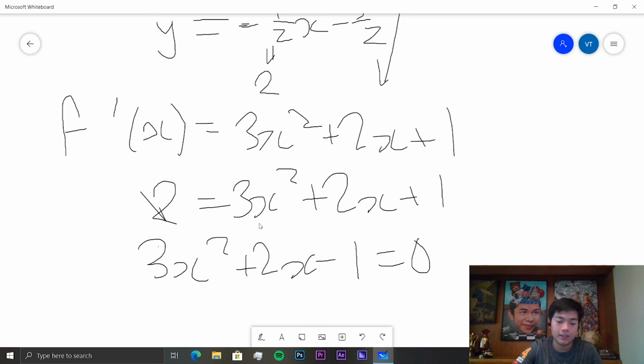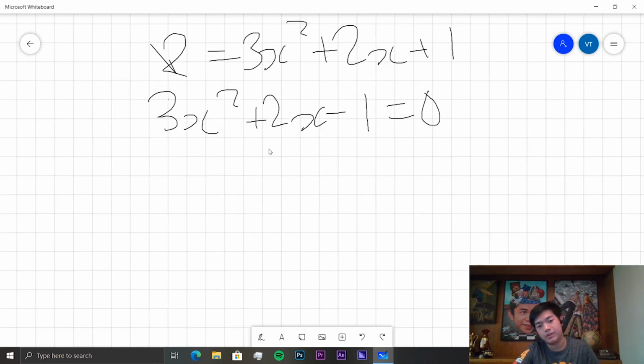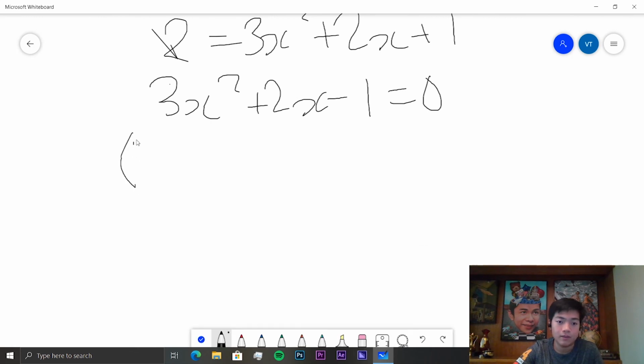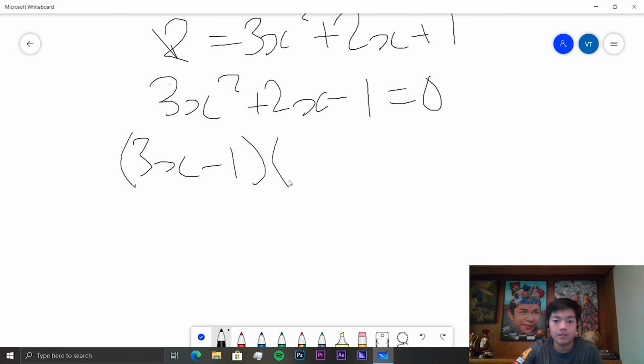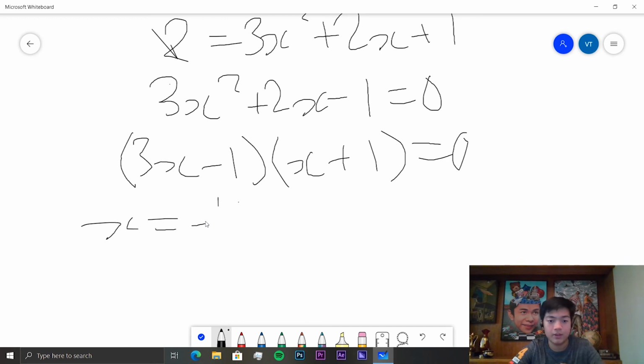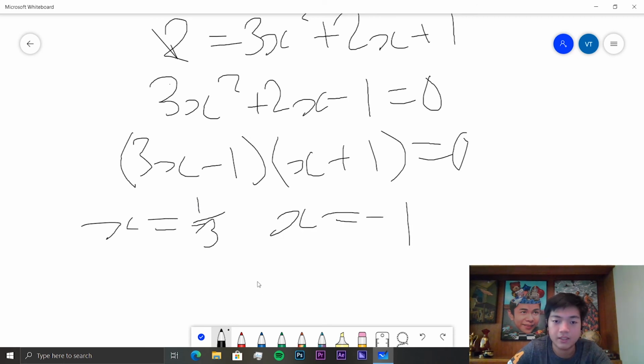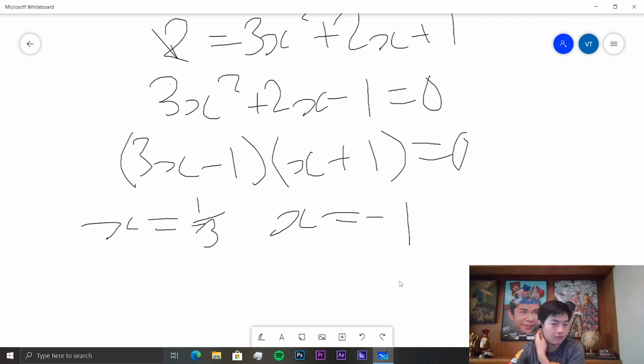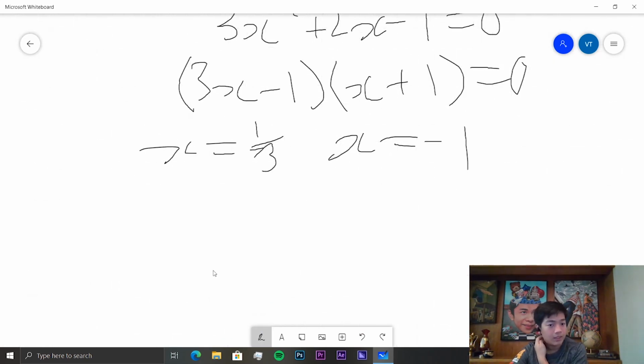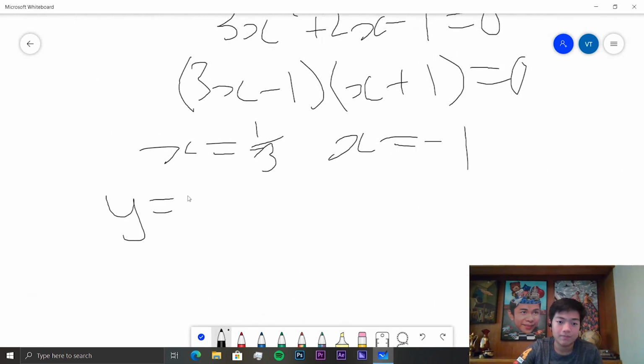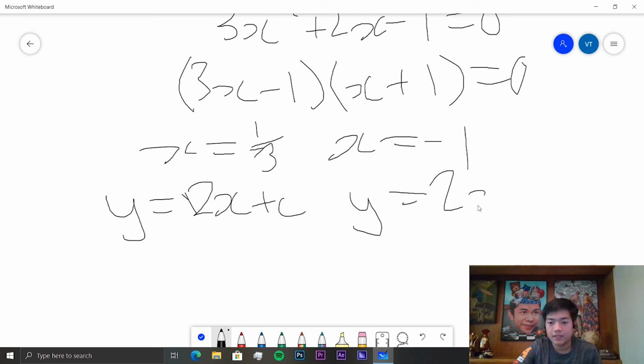And so solving for this, we get 3x minus 1 times x plus 1 is equal to 0. So we have x is equal to 1/3, or x is equal to negative 1. So let's find the equations of these two lines, knowing the gradient is 2. So we already have y is equal to 2x plus c.